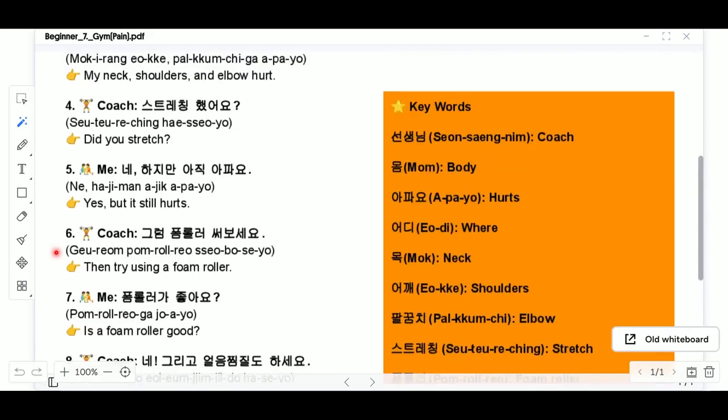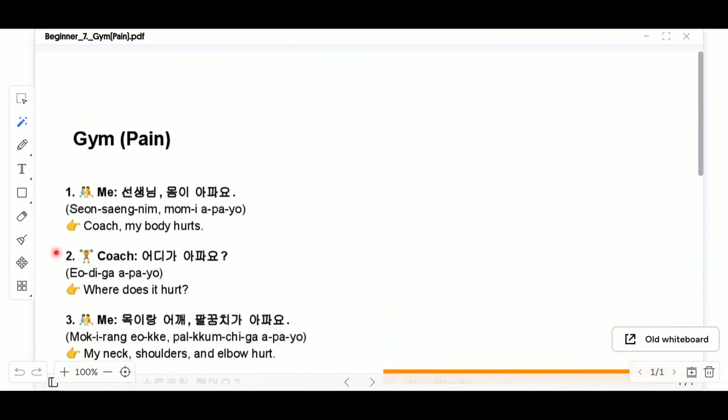Okay. Great. And last question. What is 목? Neck. And what is 어깨? Shoulder. 팔꿈치. Great. Elbow. Great.